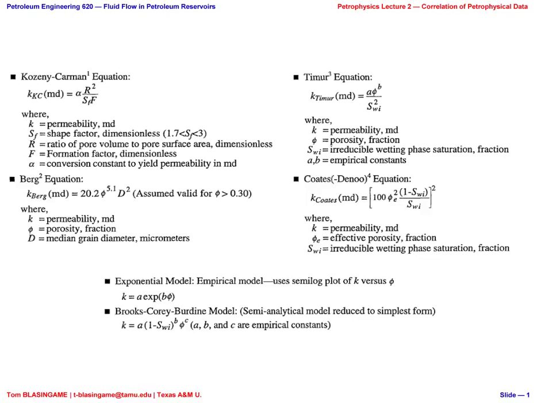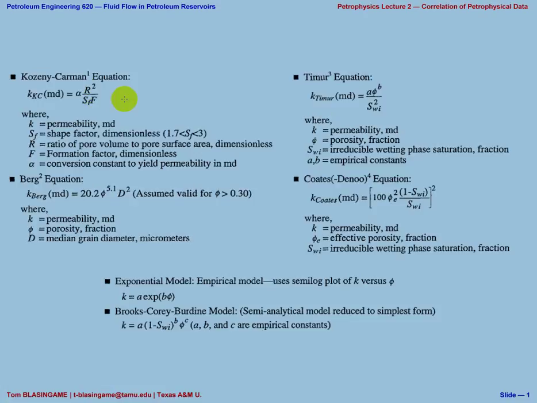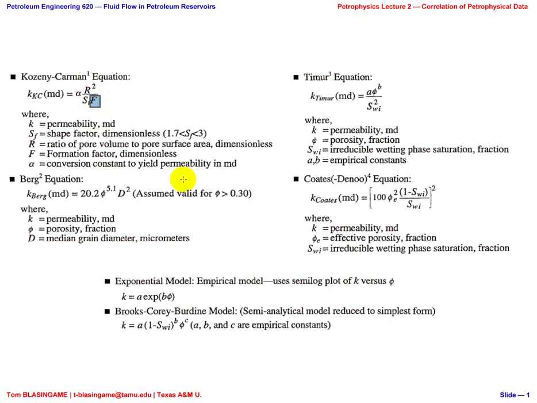So the first equation that we'll talk about is the Kozeny-Carman equation. The Kozeny-Carman equation says that there's some unknown shape factor, and sorry if you use this a lot, I still don't know where they get that number. And then there's the formation factor, which we saw from Archie's. And then there's an R squared term, which is a ratio of pore volume to surface area, which is dimensionless. And then there's a conversion factor.